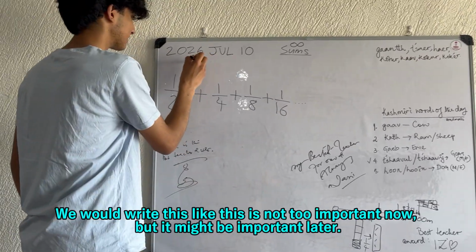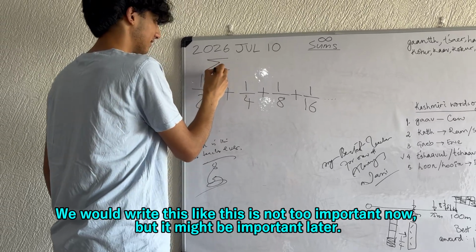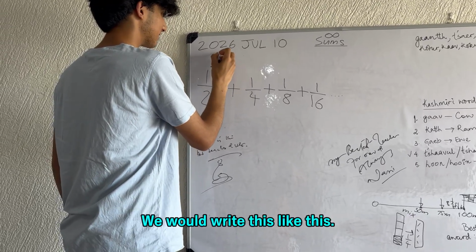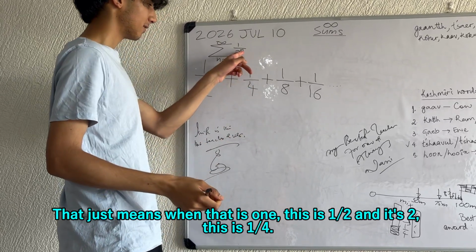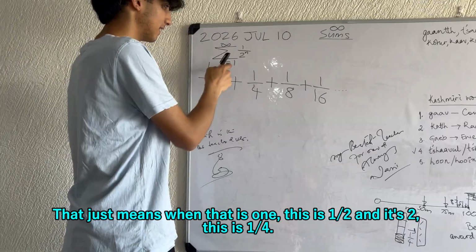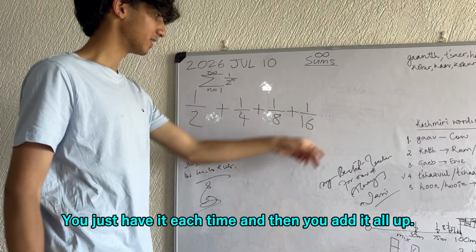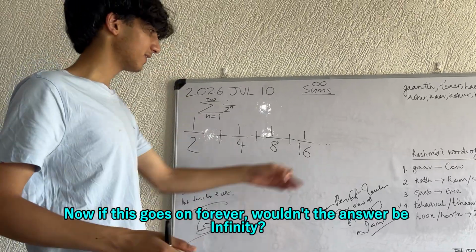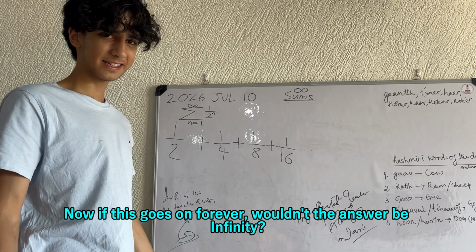We would write this like this. This is not too important now, but it might be important later. That just means when n is 1, this is a half, when n is 2, this is a quarter. You just halve it each time, and then you add it all up. Now, if this goes on forever, wouldn't the answer be infinity?